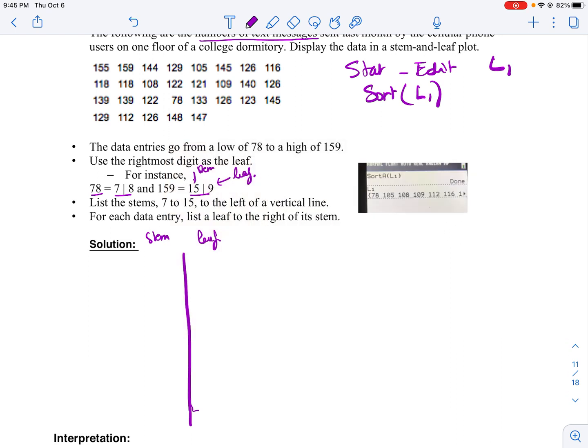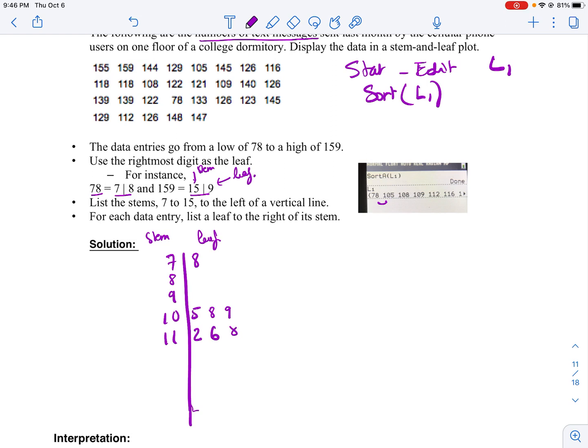Okay, so I'm going to have 78, of course, and then you jump to 105. But before you get to 105, you got to go to 80 to 90, and then you get to 105. There goes 105, and then 8, and then 9, and then 112. Are we all on the same page? This is how you place your data in the stem and leaf plot.